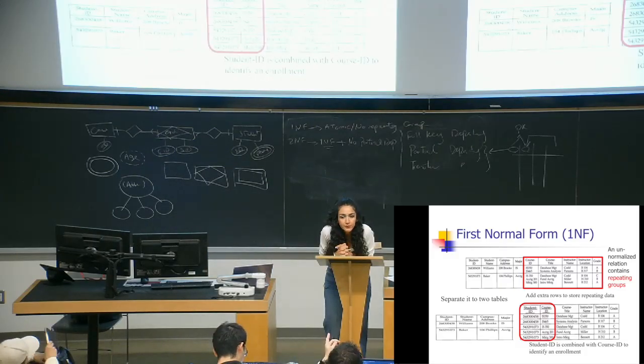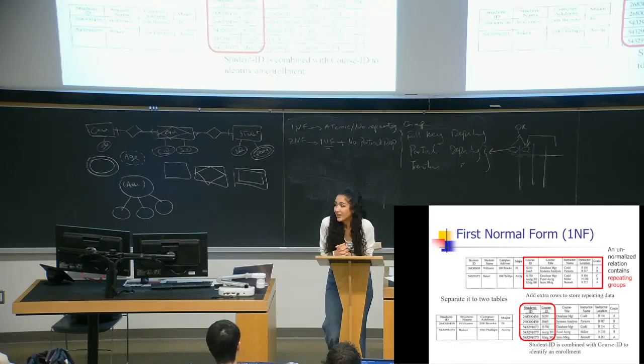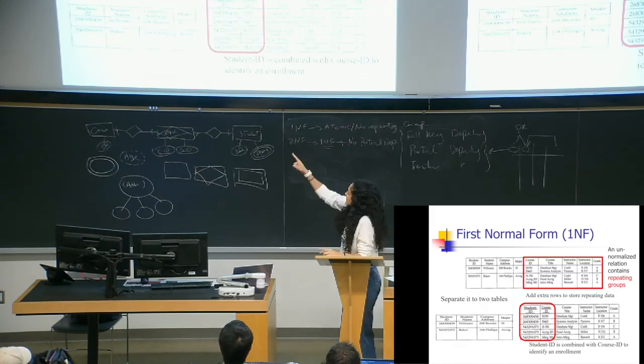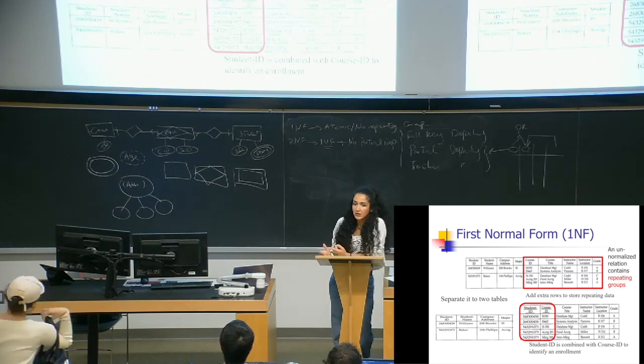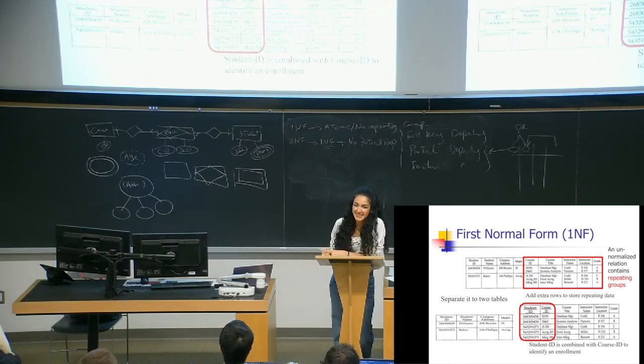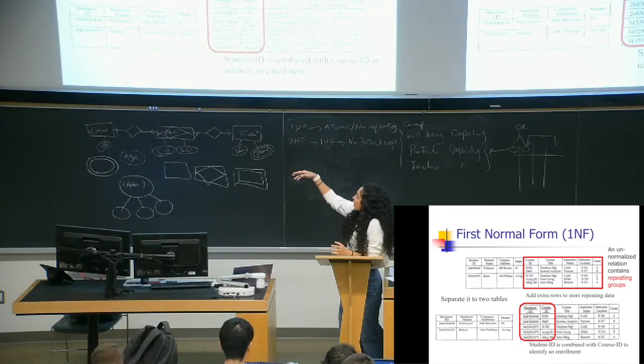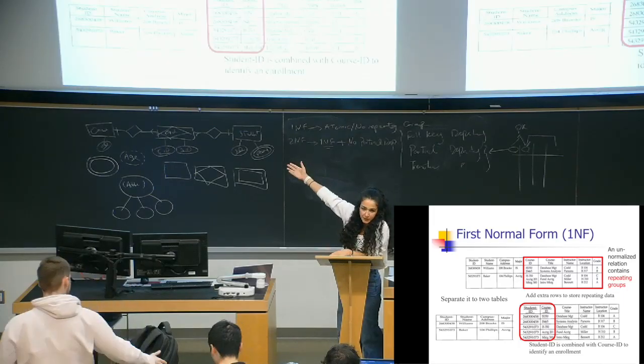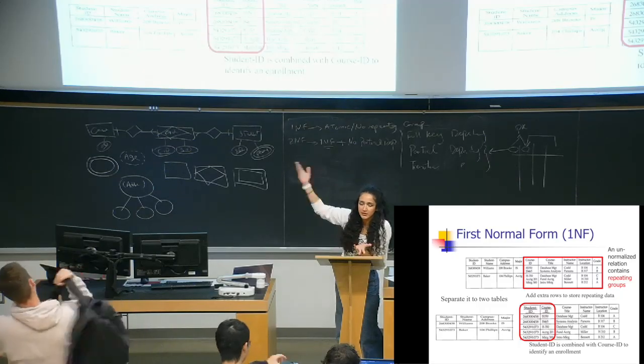Sorry? No, it is not 2NF. This one? A student ID will be the primary key, so it's a single primary key. So we cannot have any partial dependency, right? And it's already in 1NF because we don't have repeated groups, right? So it's 2NF.